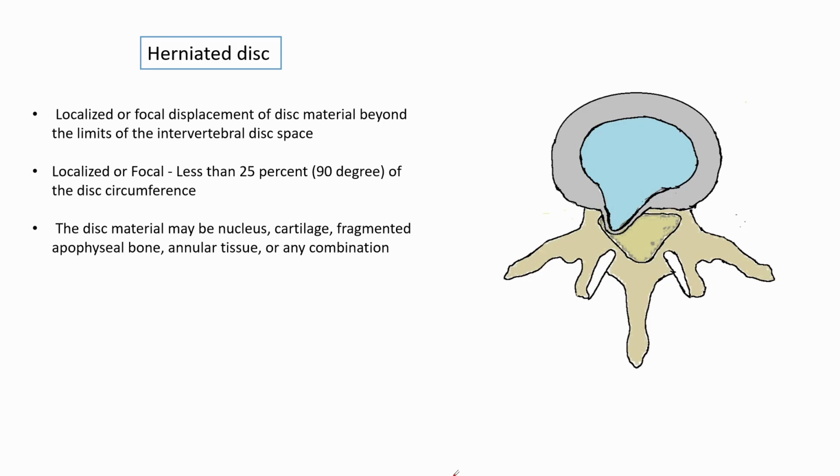The disc material may be nucleus pulposus, cartilage, fragmented apophyseal bone, annular tissue, or any combination. Thus, the older term herniated nucleus pulposus is not accurate, as material other than the nucleus may also be present in the herniated disc.